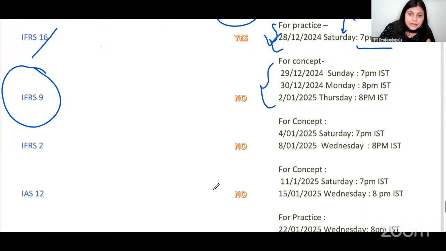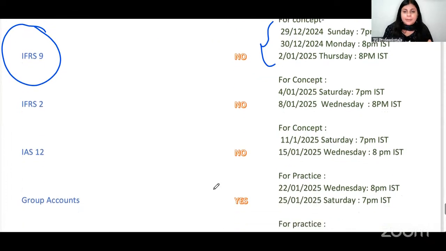Next, IFRS 2, share-based payment. Again, this is a very technical standard. We've never done this in FR. This is to be done on 2 dates. I will take 6 hours for this standard, with the questions on this standard, of course, not just 6 hours for the concept alone. No, with the questions and your doubt clarification. So 4th of January, Saturday, first live session on IFRS 2. 8th of January, Wednesday, second session on IFRS 2.